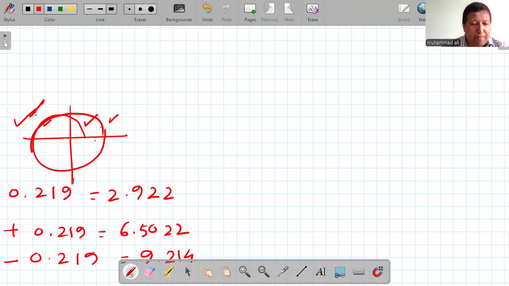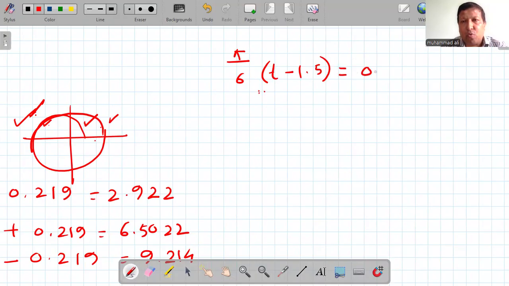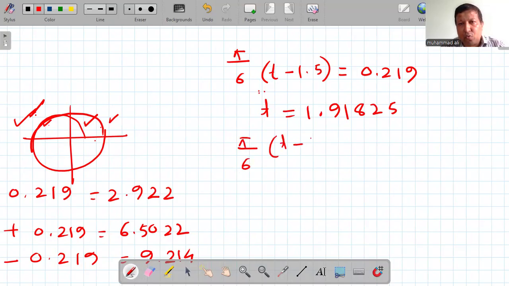So our final intention is to find out the value of t. We have to write here pi by 6 (t minus 1.5), we consider this as x, equals the first result 0.219. From here, if we do the calculation, we'll get t value is 1.91825. Another result, pi by 6 (t minus 1.5) equals 2.922. If we do the calculation, we'll get t equals 7.08060.